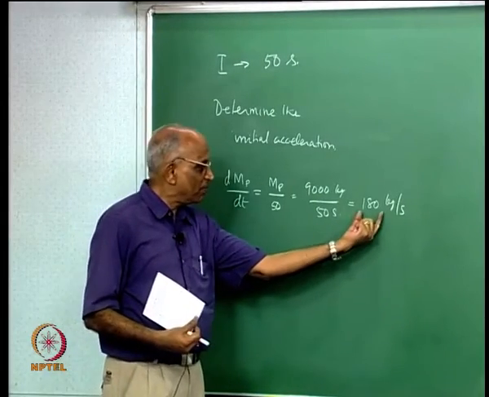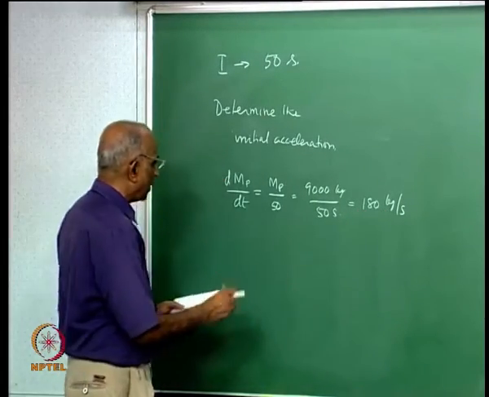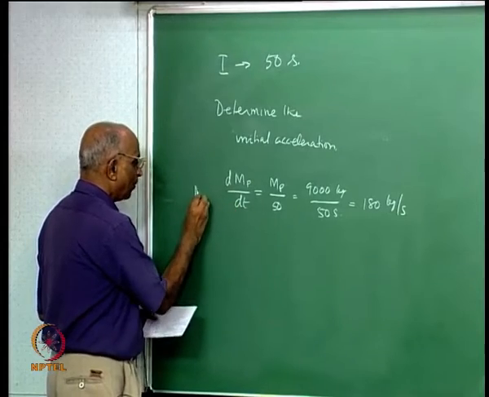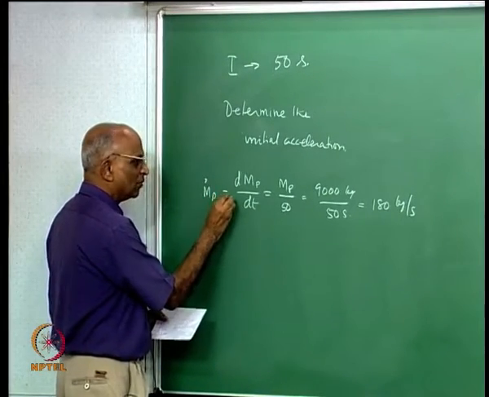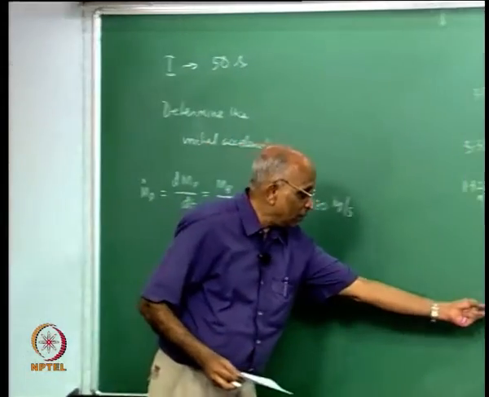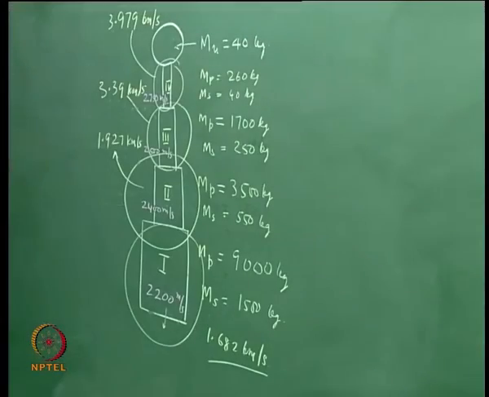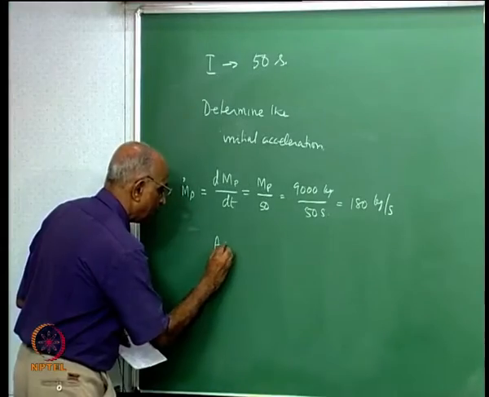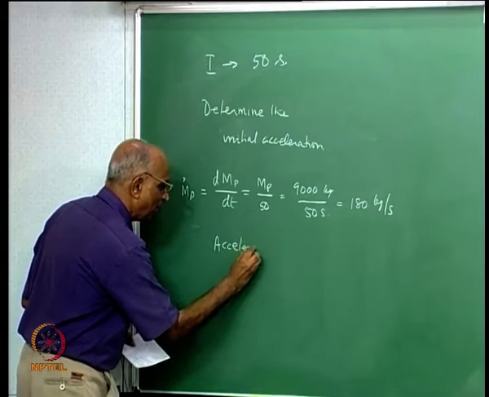Therefore, the propellant mass flow rate, or rather dmp by dt, which I can also write as mp dot, is equal to this. Now I know the value of Vj, 2200. I want to find out the initial acceleration of the vehicle. How do I do it from here?